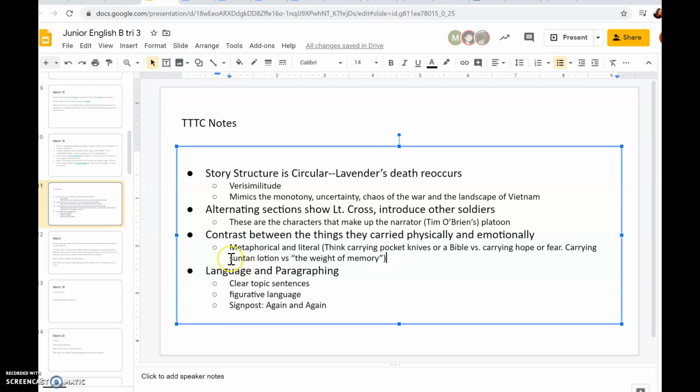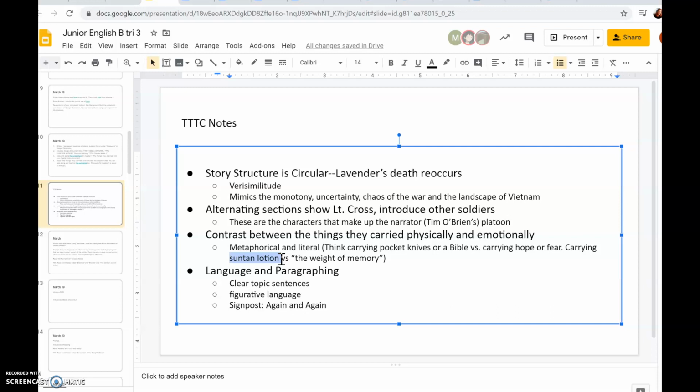Likewise, some of the things that they carry are very practical, suntan lotion, and some of them tell us much more about those characters. For instance, Ted Lavender carries tranquilizers because he's scared. He's scared throughout the entire experience. And so he both mentally and physically kind of has to check out occasionally.